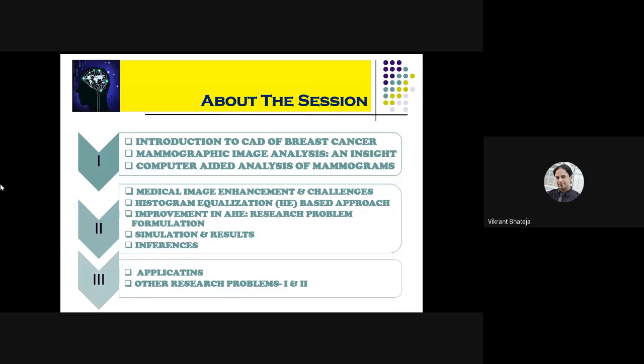Coming to the second module, we'll be discussing medical image enhancement and its associated challenges. Then histogram equalization and how it could be applied for research problem formulation. This is a very simple case I have taken, to show how advancement could be imbibed in this approach and how it could be used for research problem formulation when applied to mammographic images. Then results will be discussed. And then in the last module, if time permits, I'll be taking 2 more case studies related to the same.